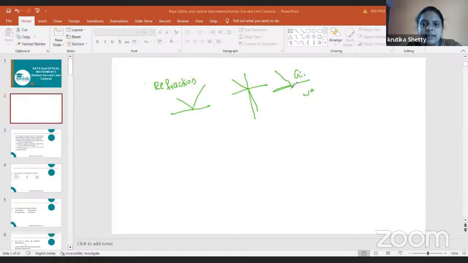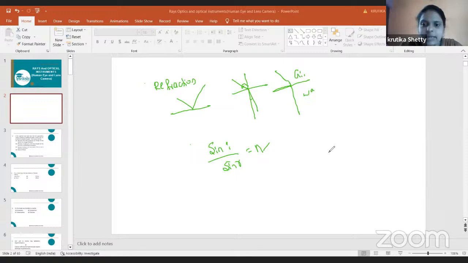So the change in the direction is occurring because of the change of the medium, and this phenomenon is called as what? Refraction. Okay, so in case of refraction also we have the laws here. This is the angle of incidence and this is the angle of refraction. The sine of the angle of incidence to the sine of the angle of refraction is constant, and this constant is called as what? Refractive index. This refractive index value will vary from material to material.